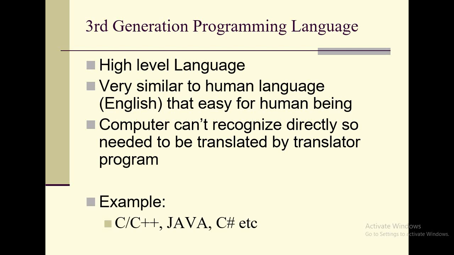Some examples of high level language: C, C++, Java, C#, etc. But remember, C programming is also called mid level because there are some specific features of C programming that also support this: some commands or statements of C programming can sometimes communicate with computer directly. So that's why C is also called a mid-level language.